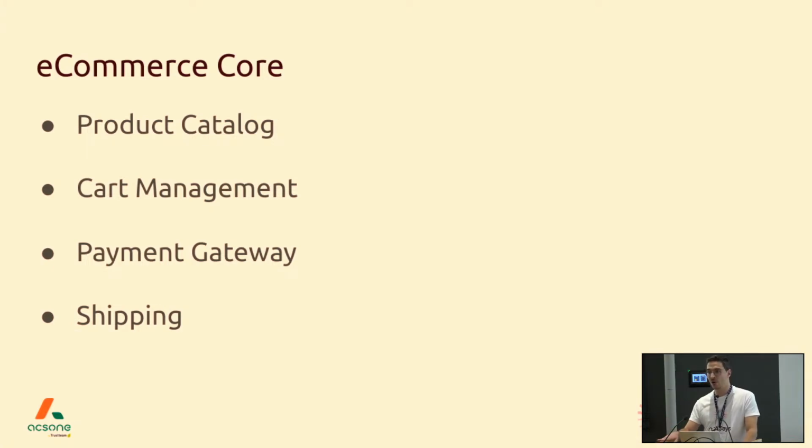I identified 4 core features of an e-commerce website. You need a product catalog to display the products to the potential customers. They should be able to search this catalog, filter it, etc. Then you need a cart management system so that they can add and remove products to their cart. A payment gateway, because at the end you want to get the money from your customers. And you need something for shipping, except if you're selling, I don't know, digital stuff or services or whatever. In most cases, you need to deliver the goods to your customers.